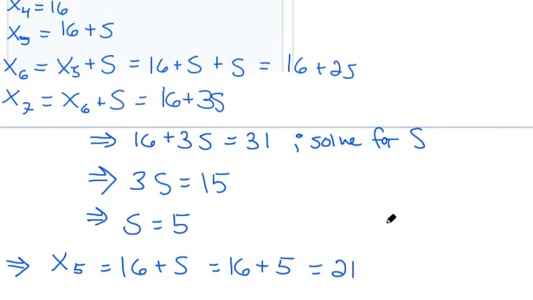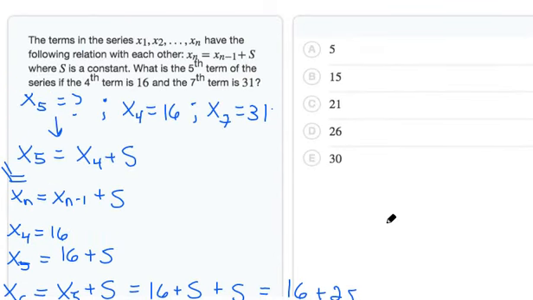So x sub 5 is 21 as our final answer, and that's answer choice C. So we can go ahead and choose that as our final answer choice.